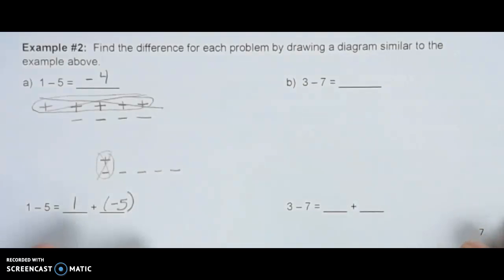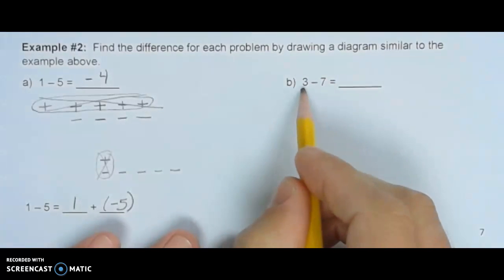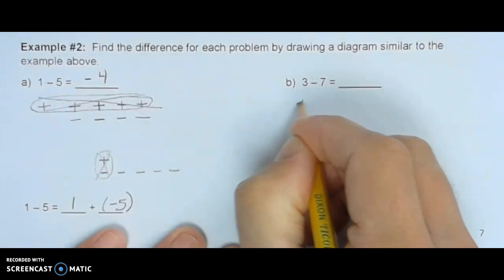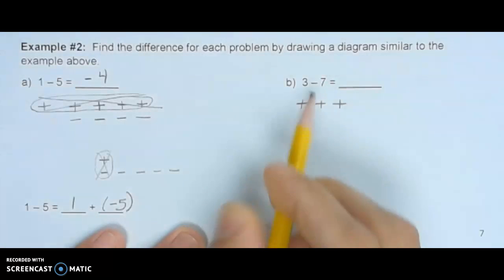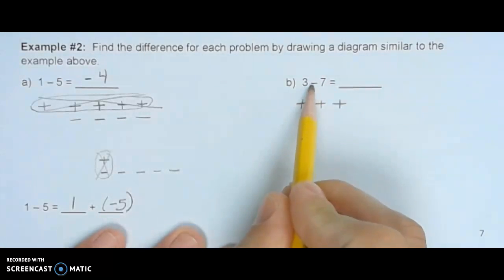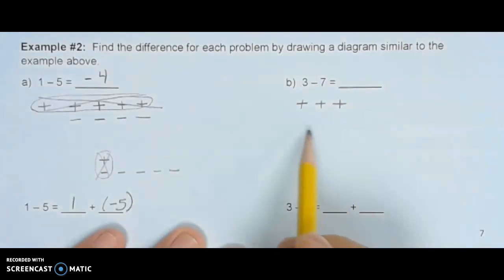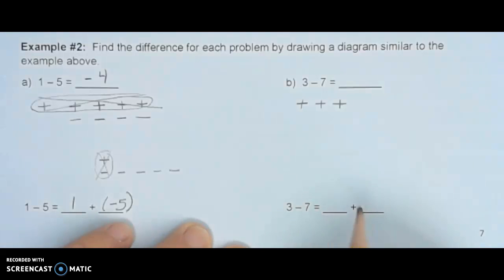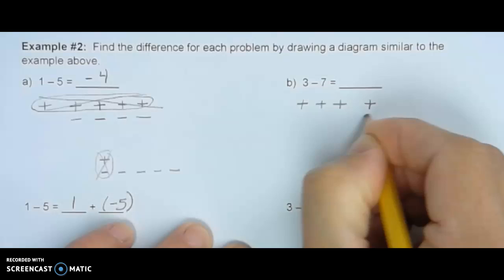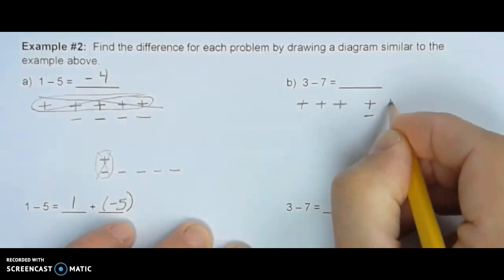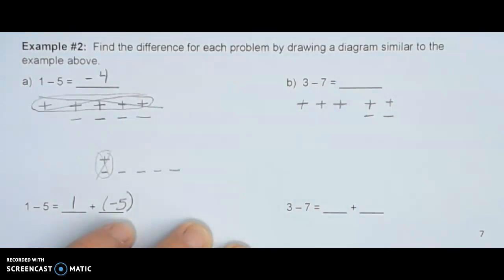In letter B, we have 3 minus 7. The 3 is positive, so again, we're going to add 1, 2, 3 positives to start. They want me to take away 7 positives. Well, I don't have 7 positives, so I'm going to add zero-sum pairs until I do have 7 positives that I can take away. So here's my first 0. Here's another 0. Here's another 0.